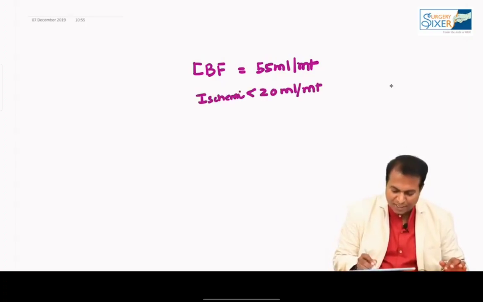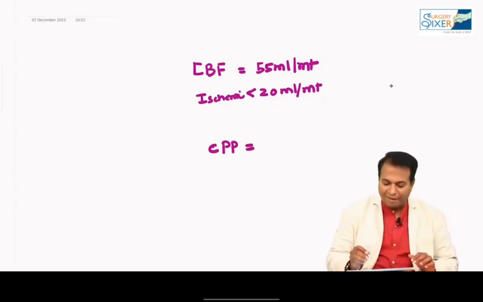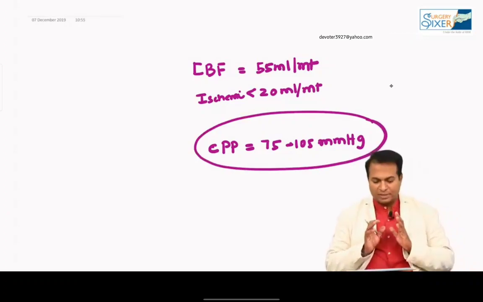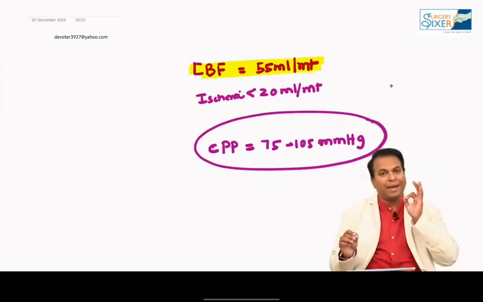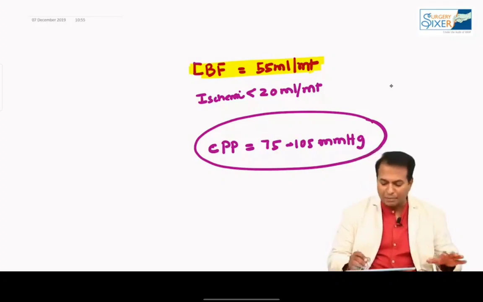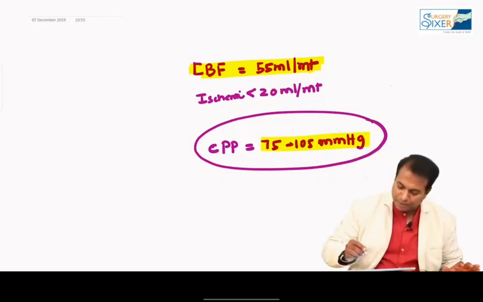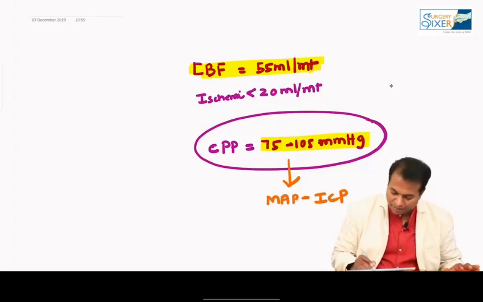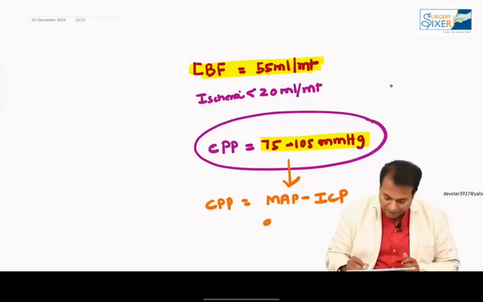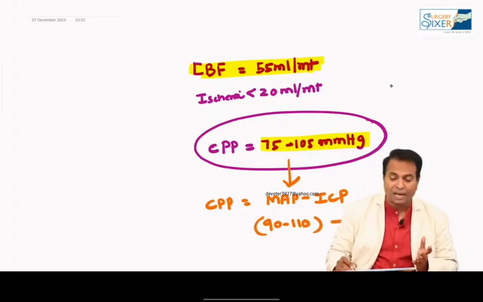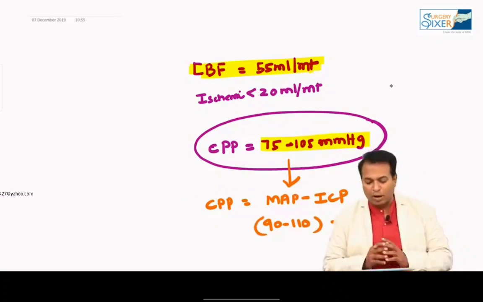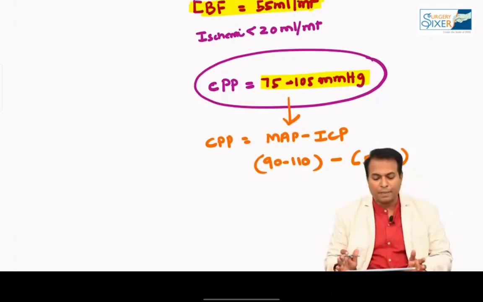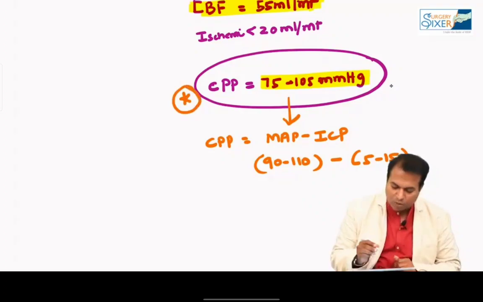How to prevent this ischemia is by maintaining cerebral perfusion pressure at a value of 75 to 105 millimeters of mercury, which is the normal cerebral perfusion pressure. So how can you maintain a cerebral blood flow of 55 ml per minute? It can be maintained when the CPP, cerebral perfusion pressure, is 75 to 105 mmHg. CPP is nothing but mean arterial pressure minus intracranial pressure. What is the mean arterial pressure? 90 to 110, minus intracranial pressure, which is 5 to 15. This gives the value of cerebral perfusion pressure. You must know this, because for a cerebral blood flow of 55 ml per minute, the cerebral perfusion pressure should be 75 to 105 mmHg.